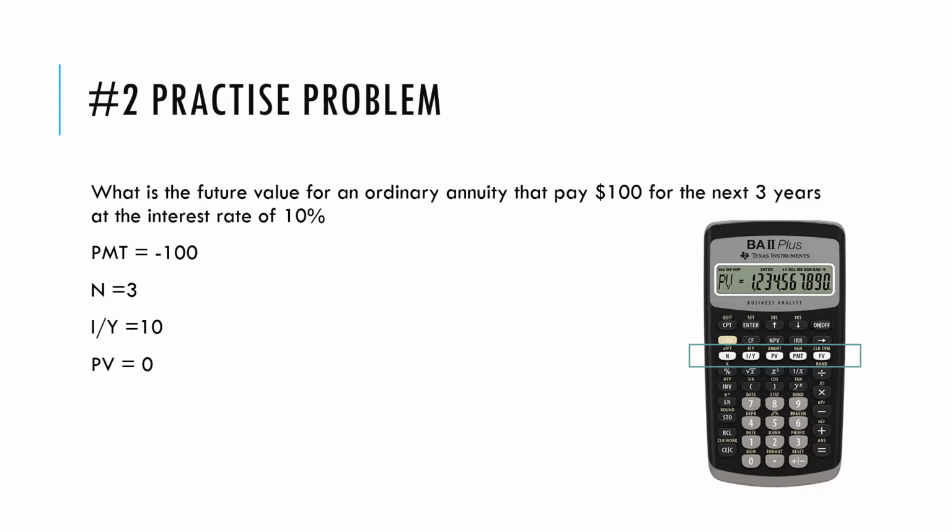In order to answer this question, input the relevant information: payment PMT, period N, interest rate I/Y, present value PV, into the financial calculator. Press compute CPT, future value FV, and you would get a future value of 331 for this question.